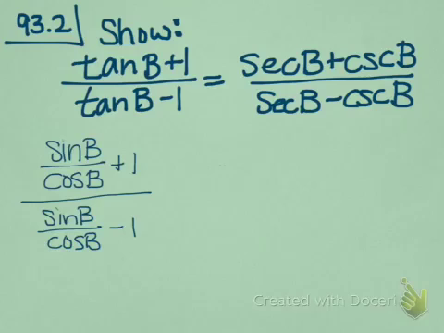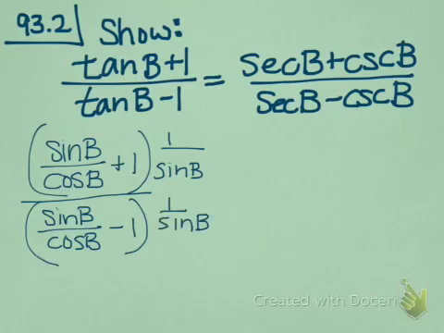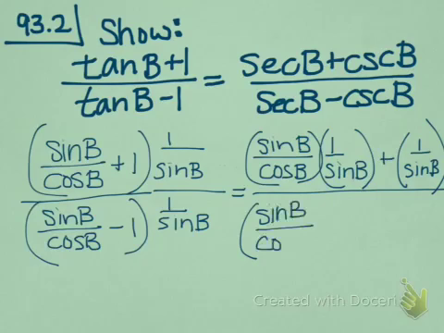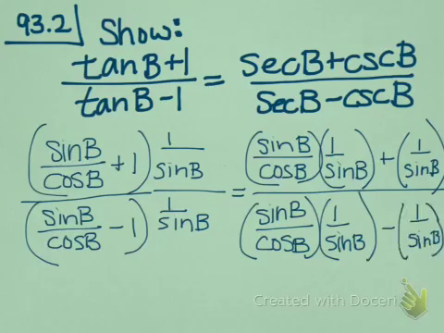And then, in order to get this to turn into secant b, I'm going to multiply the top and the bottom by 1 over sine b. So if I multiply the top and the bottom by 1 over sine b, I'm going to end up with sine b over cosine b times 1 over sine b plus 1 over sine b. And then on the bottom, I'm going to have sine b over cosine b times 1 over sine b, minus 1 over sine b.